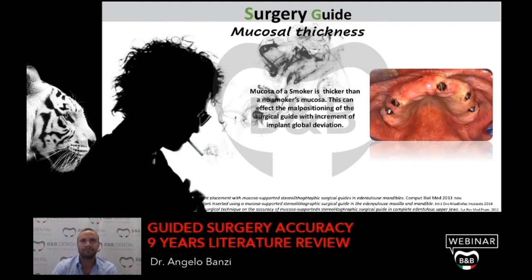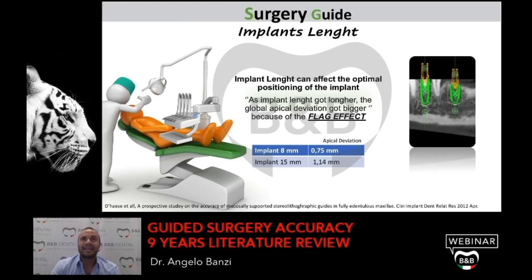What about the implant length? The implant length can affect the optimal positioning of the implants. And Dassen, in his article, noticed that short implants, as you can see from this table, 8mm implants have a lower apical deviation than longer implants, like implants of 15 millimeters.